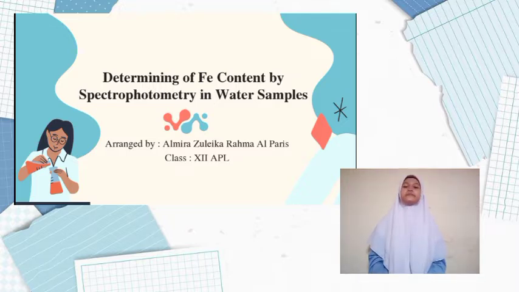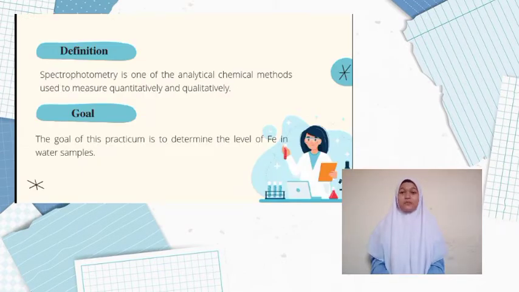Hello everyone, my name is Almira and in this video I will tell you how to determine the FA content by spectrophotometry in water samples. Okay, previously I will explain to you in advance the definition and the goal of this practical. Well, do you know what spectrophotometry is? Spectrophotometry is one of the analytical chemical methods that is used to measure quantitatively and qualitatively. And the goal of this practicum is to determine the level of FA in water samples by spectrophotometry.